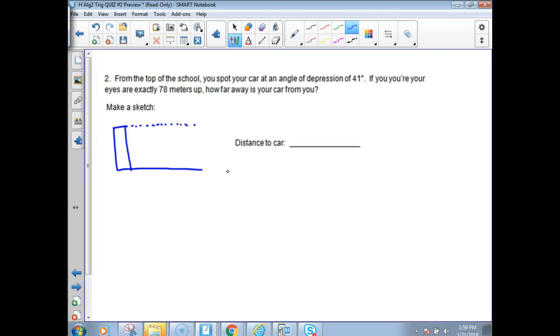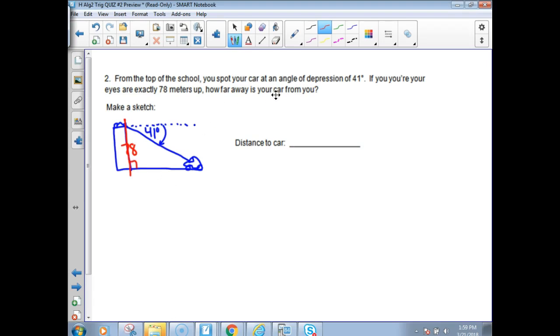All right. If you're up there on the top of the building for whatever reason, sunning yourself, I don't know, your car's down in the parking lot, and you spot it. It's an angle of depression of 41 degrees, that's off the horizontal. Your eyes are exactly 78 meters up, so the distance from here to here, whether you're standing, laying, sitting, whatever it is, 78 is the measurement in meters.